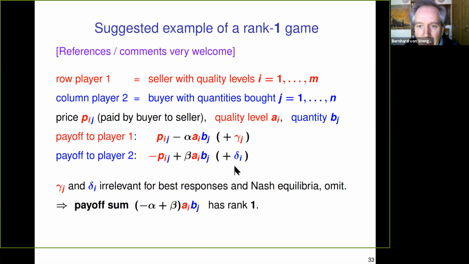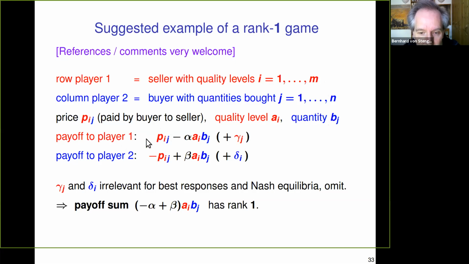So maybe here's a suggestion for an economic game that has rank 1. And if you have any comments on that, that would be very helpful. So suppose we have a row player who can sell a product which can have certain levels of quality, 1 up to m. And the buyer can buy certain quantities 1 up to n. Say these are a_i and b_j are the corresponding entries. And now I assume that there's a price. We know that there's a price to be paid.